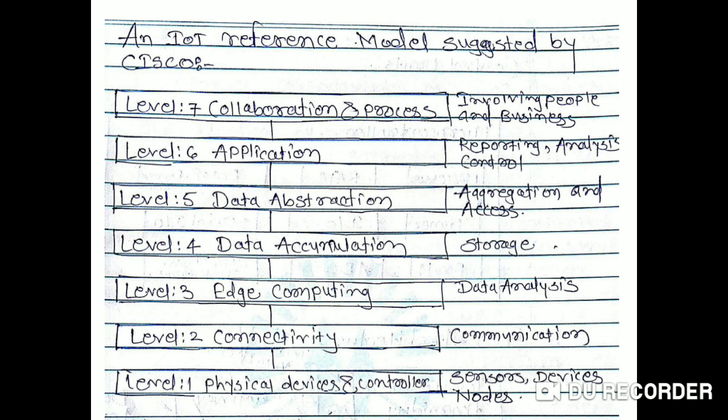Level 4 is data accumulation. This is used to store the data. Next level is data abstraction. The data aggregation and access is allowed with the help of this data abstraction level. Next level is application. Reporting, analysis and control are the tasks performed by application level. And the last, that is level 7, is collaboration and process. This level actually involves people and businesses into the process.